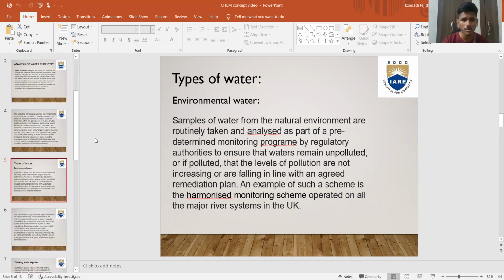Types of water: environmental water. Samples of water from the natural environment are routinely taken and analyzed as part of a predetermined monitoring program by regulatory authorities to ensure that the water remains unpolluted, or if polluted, that the levels of pollution are not increasing or are falling in line with an agreed remediation plan. An example of such a scheme is the harmonized monitoring scheme operated on all major river systems in the UK.